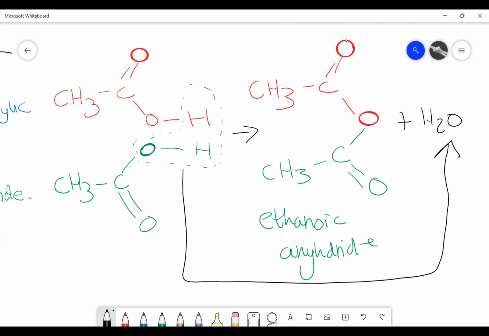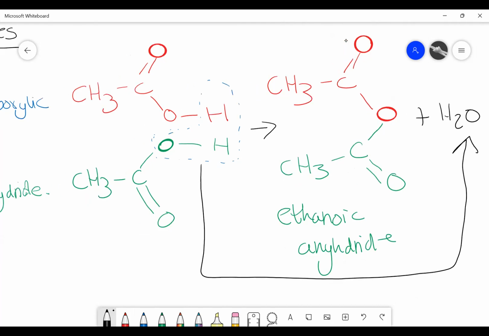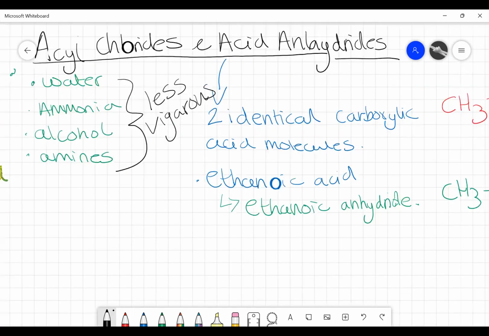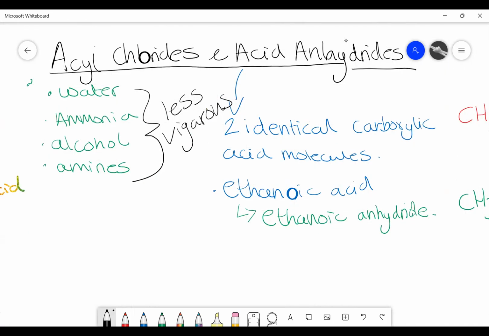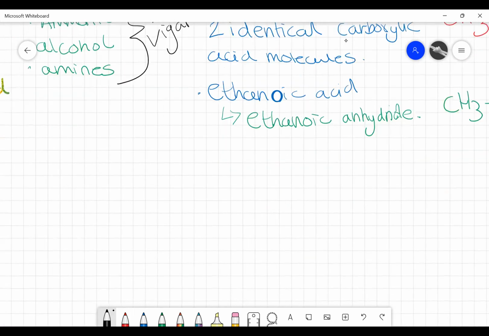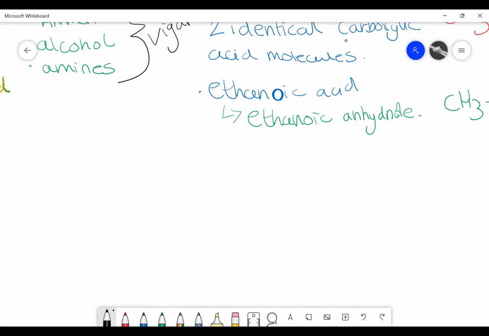So back to what I was saying, they react in a very, very similar way to acyl chlorides. When they react with water, alcohol, ammonia and amines, they react in a very similar way. The only difference is they're less vigorous and you get a carboxylic acid formed instead of hydrogen chloride. So I'm going to draw you an example out. Let's use that ethanoic anhydride that I've just been talking about a lot.